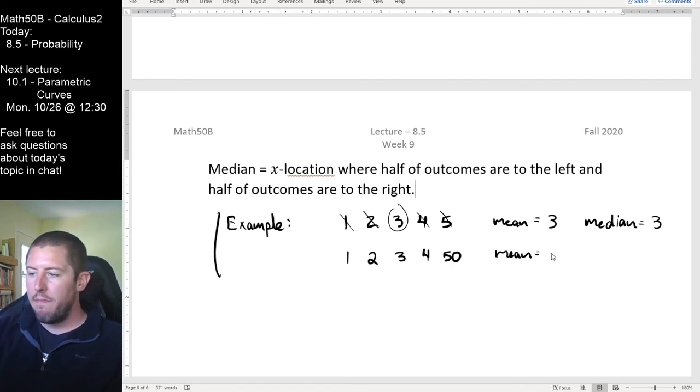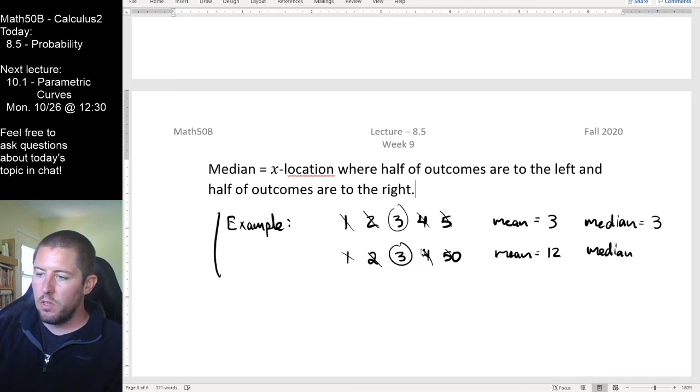60 divided by 5 values is 12. When I go to look for the median, I'm going to do the same move, and I'm going to sort of cross off from the outside to the inside since it's an ordered list. And it looks like the median here is still 3.